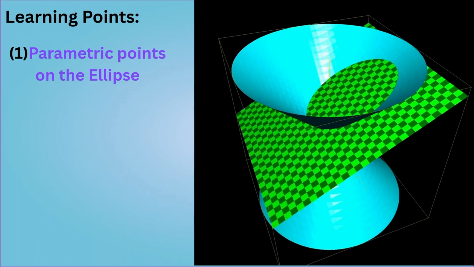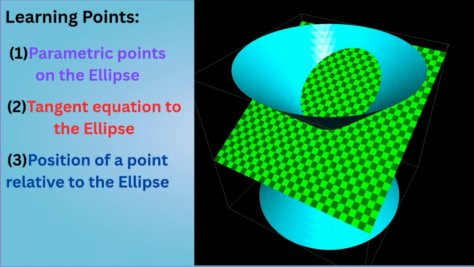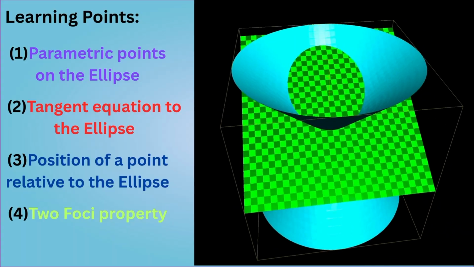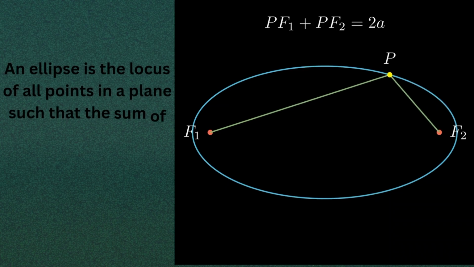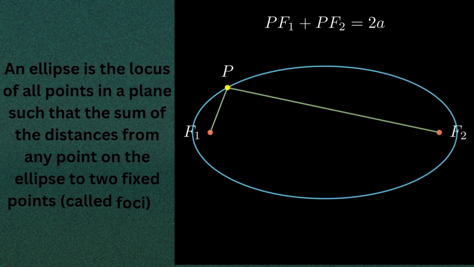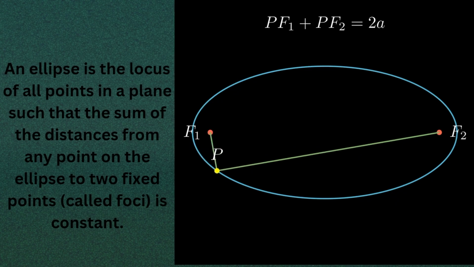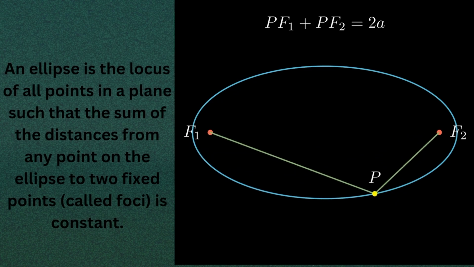Hello everyone, today we are going to learn parametric points on the ellipse and tangent equation to the ellipse and also position of a point relative to the ellipse. If we connect any point on an ellipse to both the foci, then the sum of the distances of that point from both the foci will be constant and equal to the longest diameter of the ellipse.